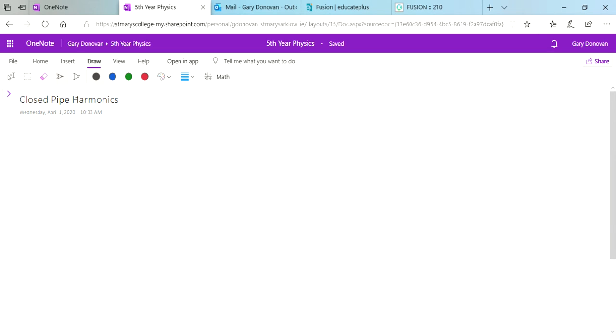In this video we're going to look at the harmonics for closed pipes. When they say closed pipes, really what they mean is pipes which are closed at one end and open at another. We dealt with pipes which are open at both ends in the last lesson, and in this lesson it's closed at one end and open at the other. The rule with closed pipes is that the end where it's closed will always have a node. That's just what you need to remember. There's always a node at the closed end.